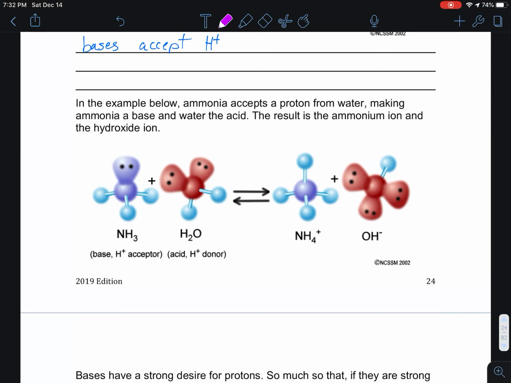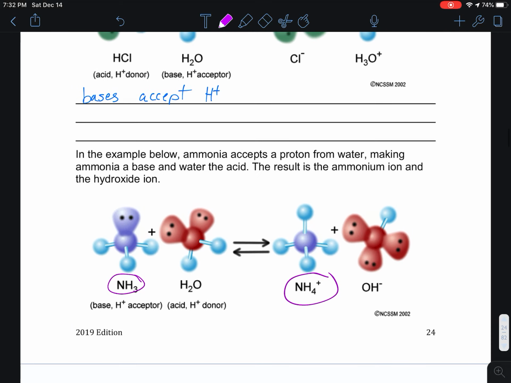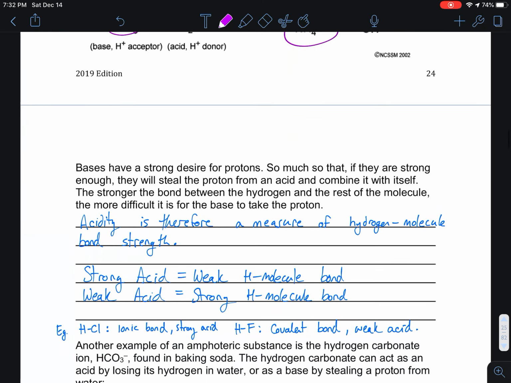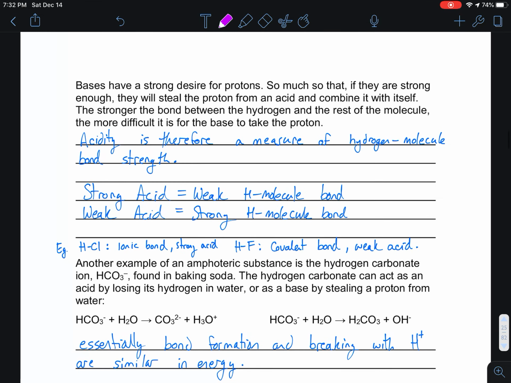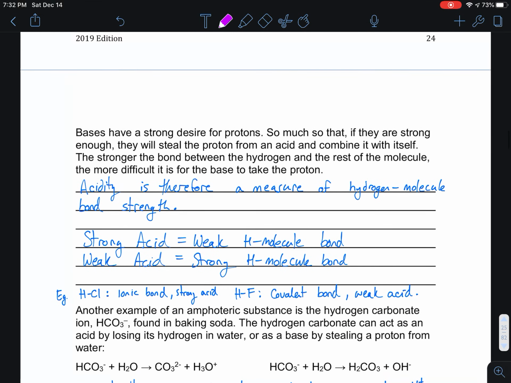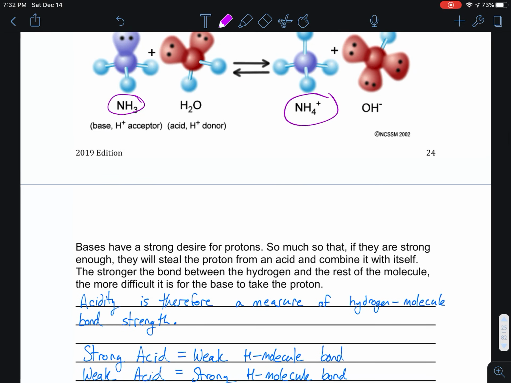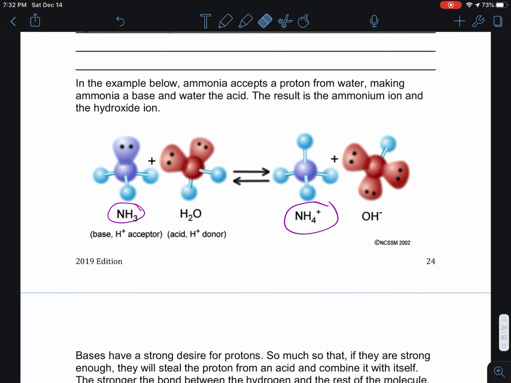So here we can see the little diagram I drew earlier of the ammonia absorbing the hydrogen to become ammonium hydroxide. And that is an accepting of hydrogen. So bases have a strong desire for protons. We can extend this definition a little bit because now we can also apply this definition to anything that has a hydroxide as well, right?